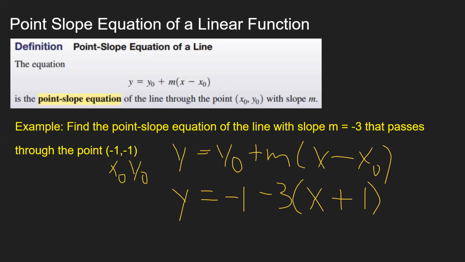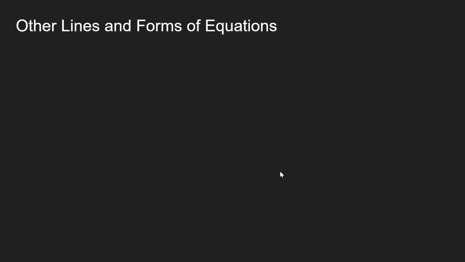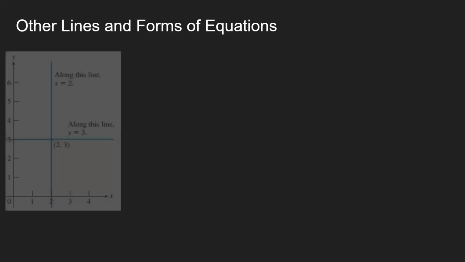If you simplify the right side by distributing the -3 and combining like terms, that will just give you the slope-intercept form equation of the line. Now, that being said, there are other lines and forms of equations.